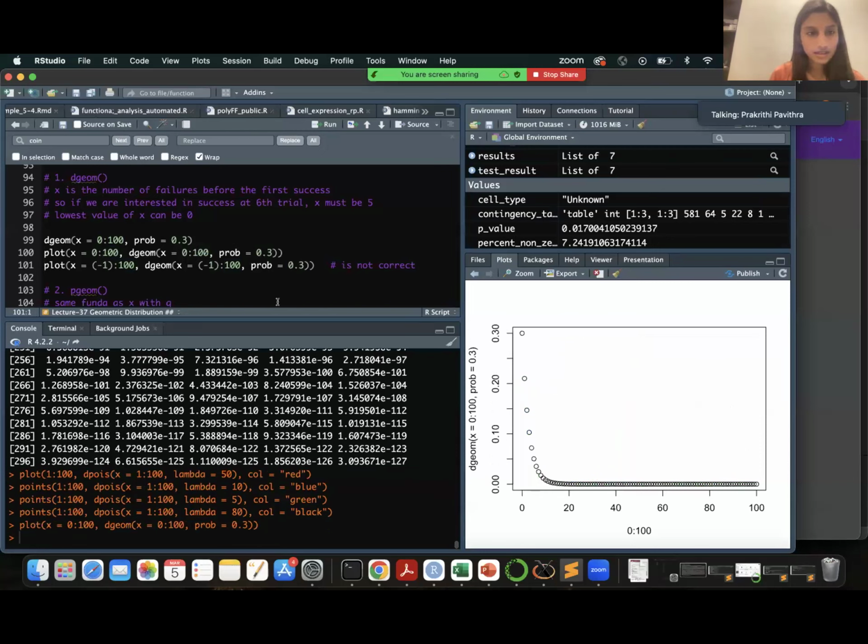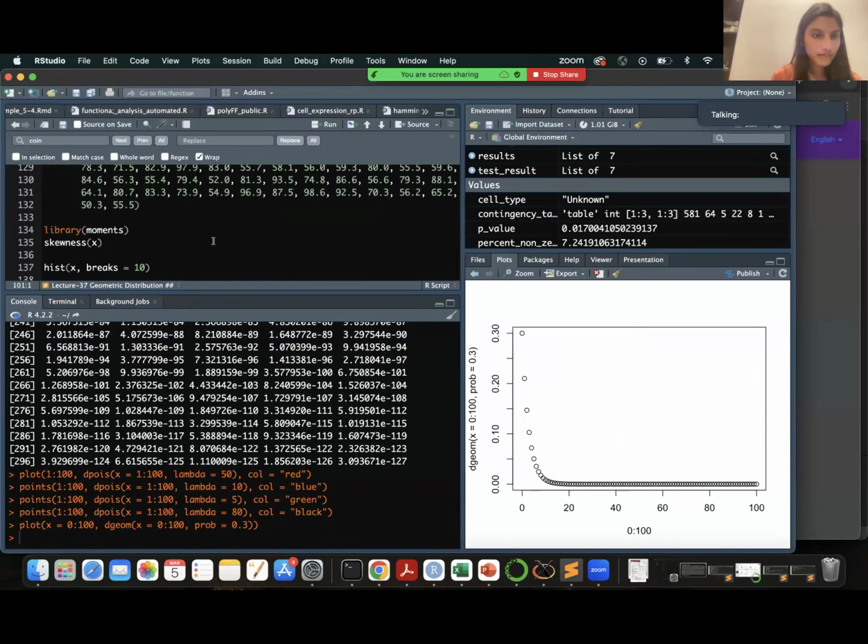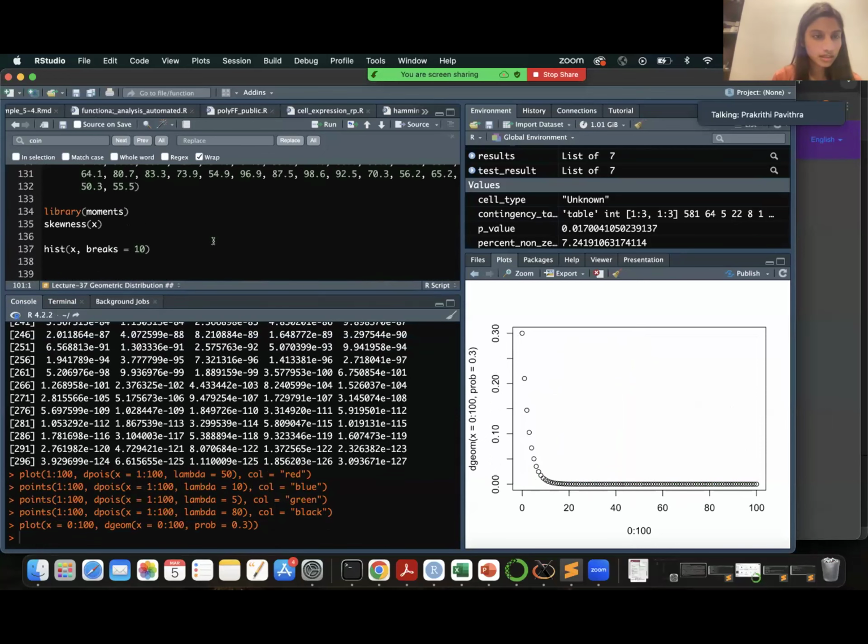So when you plot this, you get something like this. Failure, failure, failure, and you get success here. Anything beyond that point, you don't worry about, so it's all just 0. So this is all about how you have to do it with R.